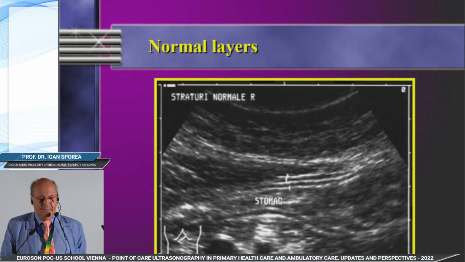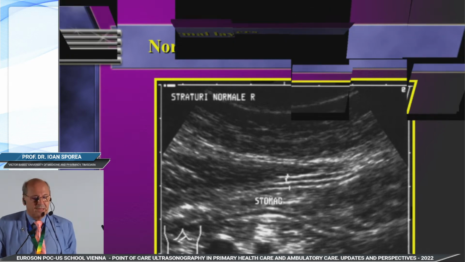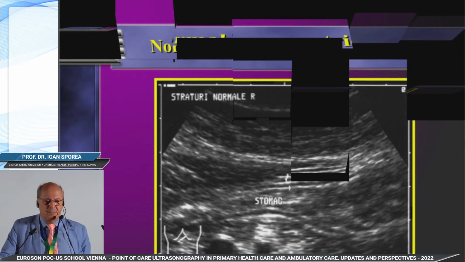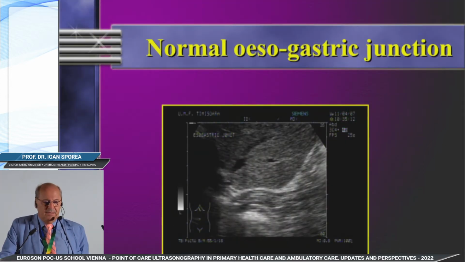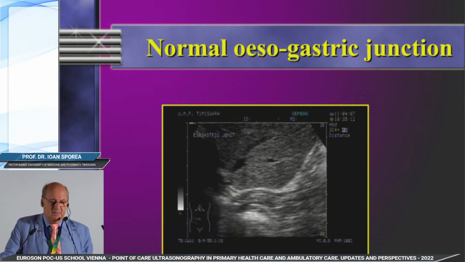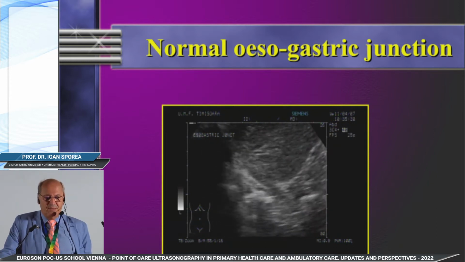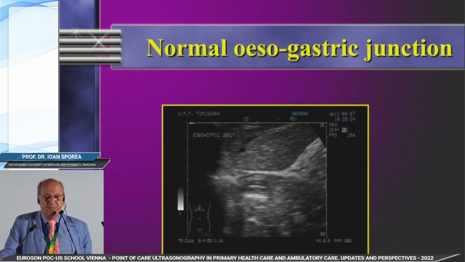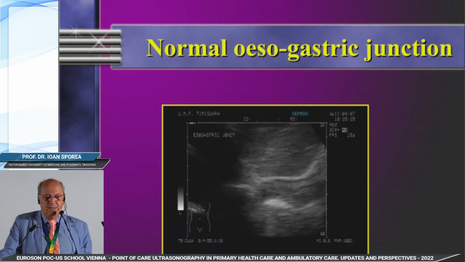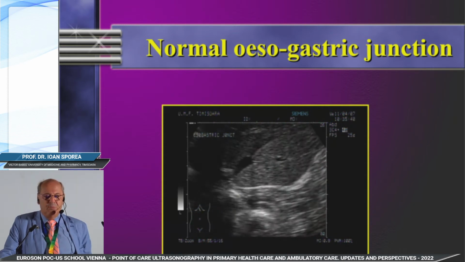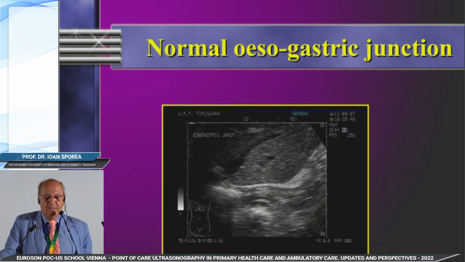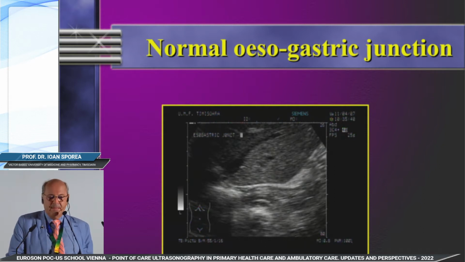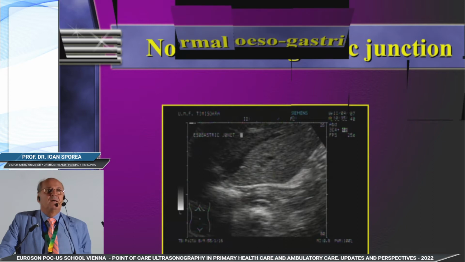Then we start with the examination of the esophageal junction, and for this we apply the probe in the epigastrium, very high, and behind the left lobe of the liver we can see this structure. Then it's the esophageal junction. Here is the heart, this is the diaphragm, and this is the abdominal esophagus. And here is the stomach.